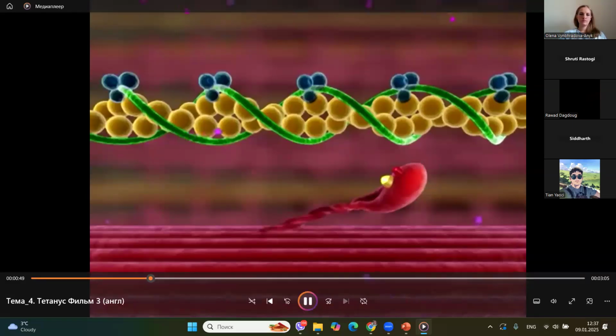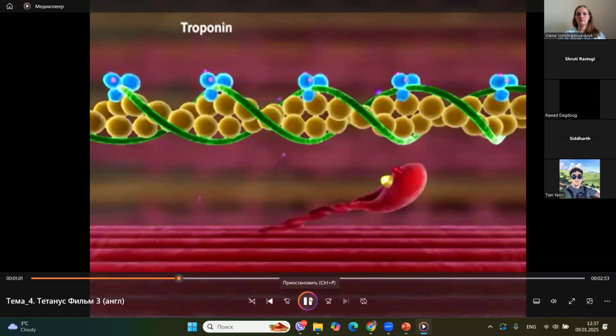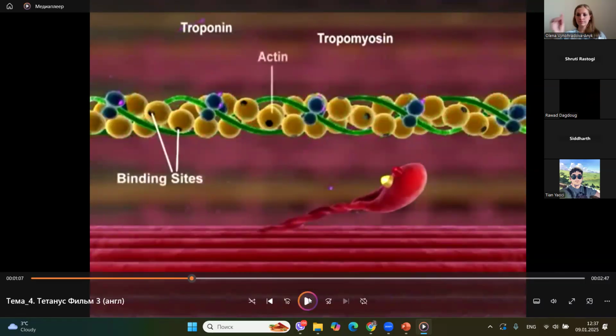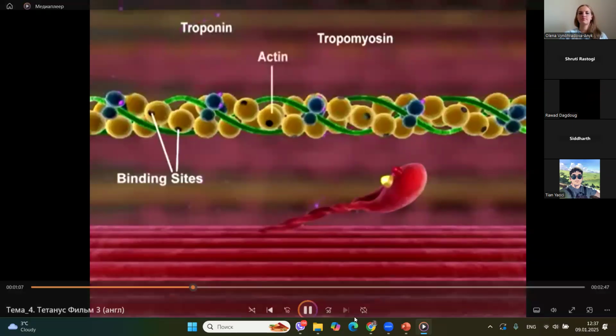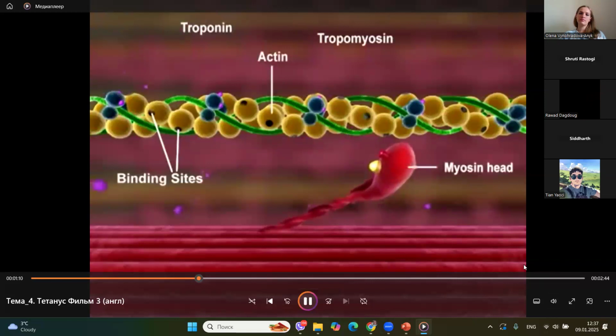A cross bridge is initiated when calcium ions, released from the sarcoplasmic reticulum, bind to troponin. This binding causes troponin to change shape, and tropomyosin moves away from the myosin-binding sites on actin. So calcium binds to troponin, troponin changes conformation, tropomyosin changes position, and we have opening of the active center of actin. That's why now the myosin head can connect to the actin, allowing the myosin head to bind actin and form a cross bridge.